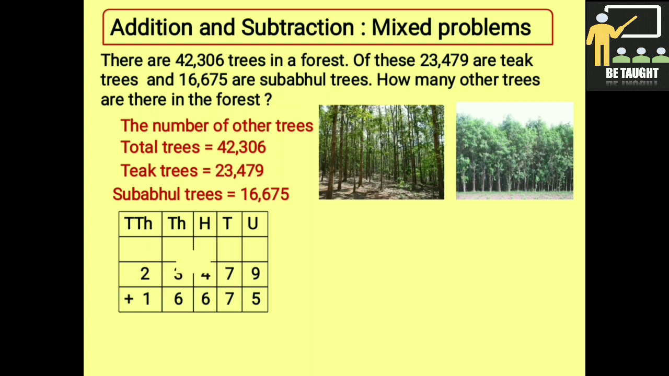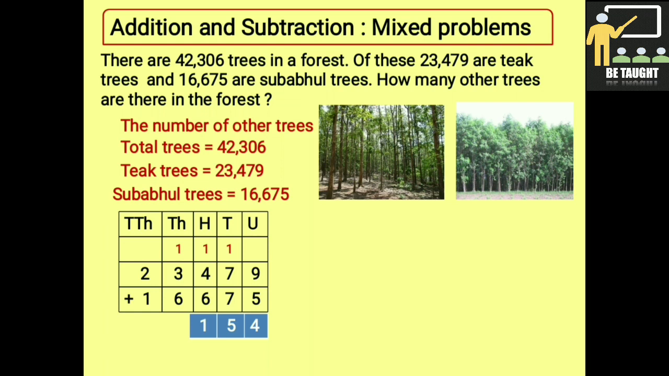by arranging it in the vertical arrangement, and we start adding from the units place. 9 plus 5 is equal to 14. 4 we write in the units place and 1 carry over in the tens place. 7 plus 7 is equal to 14 plus 1 carry over gives us 15. So 5 we write in the tens place and 1 carry over in the hundreds place. 4 plus 6 is equal to 10 plus 1 carried over gives us 11. So we write 1 in the hundreds place and 1 carried over in the thousands place.